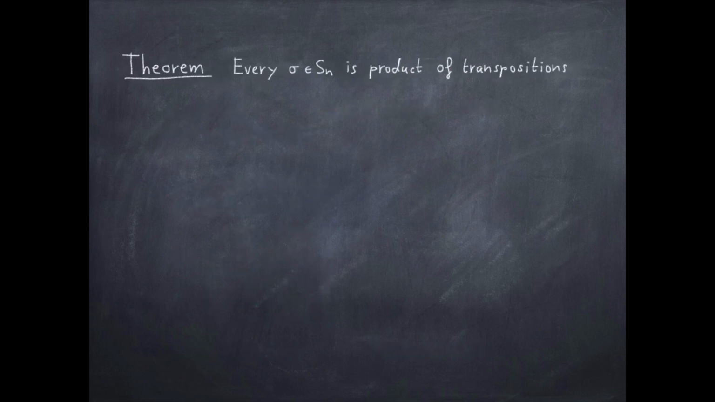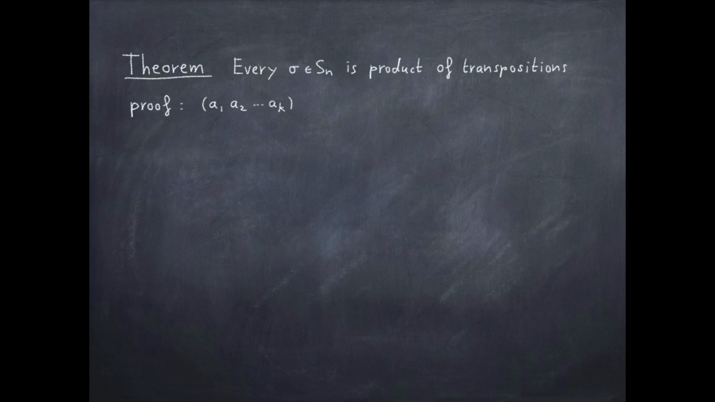A different way of decomposing permutations is as a product of transpositions. The following theorem says that any permutation can be written as a product of transpositions. These transpositions do not have to be disjoint. Let's look at the proof.